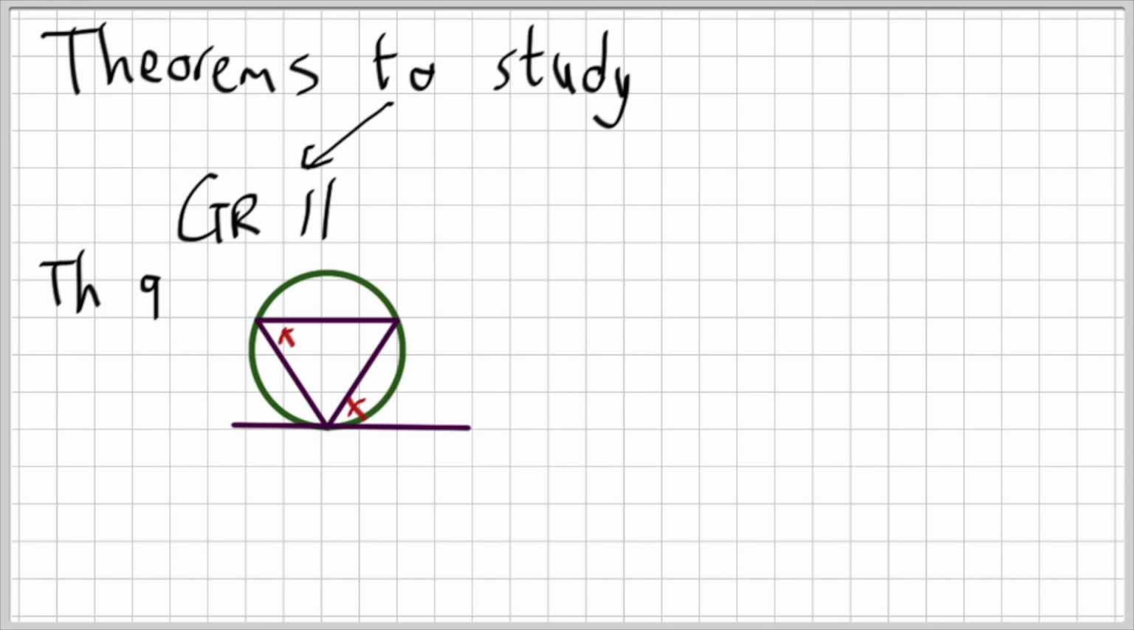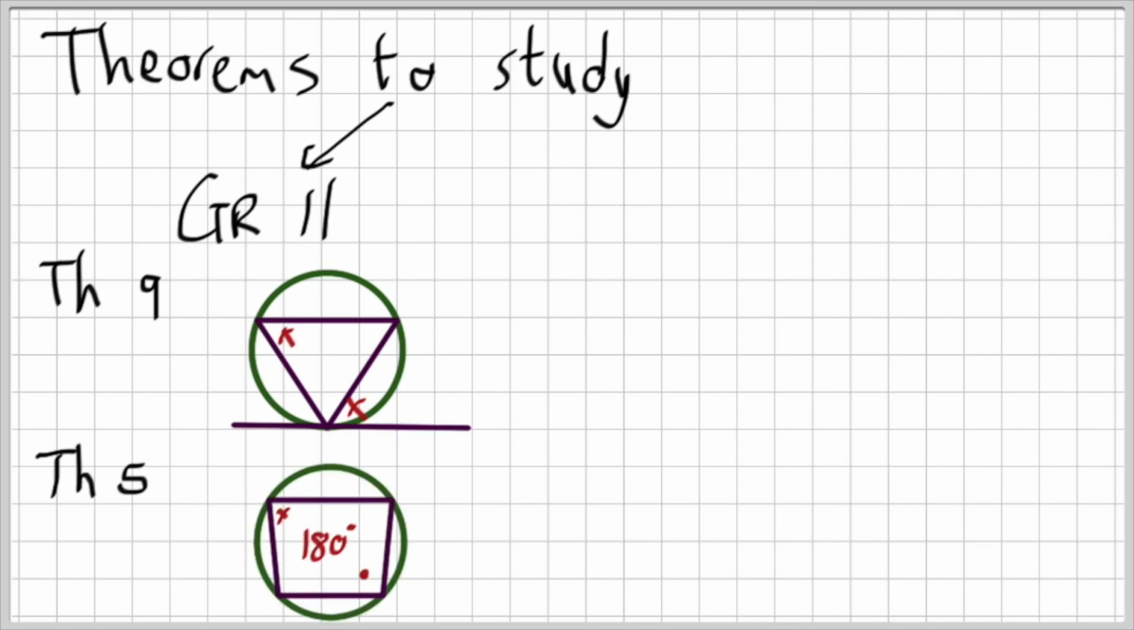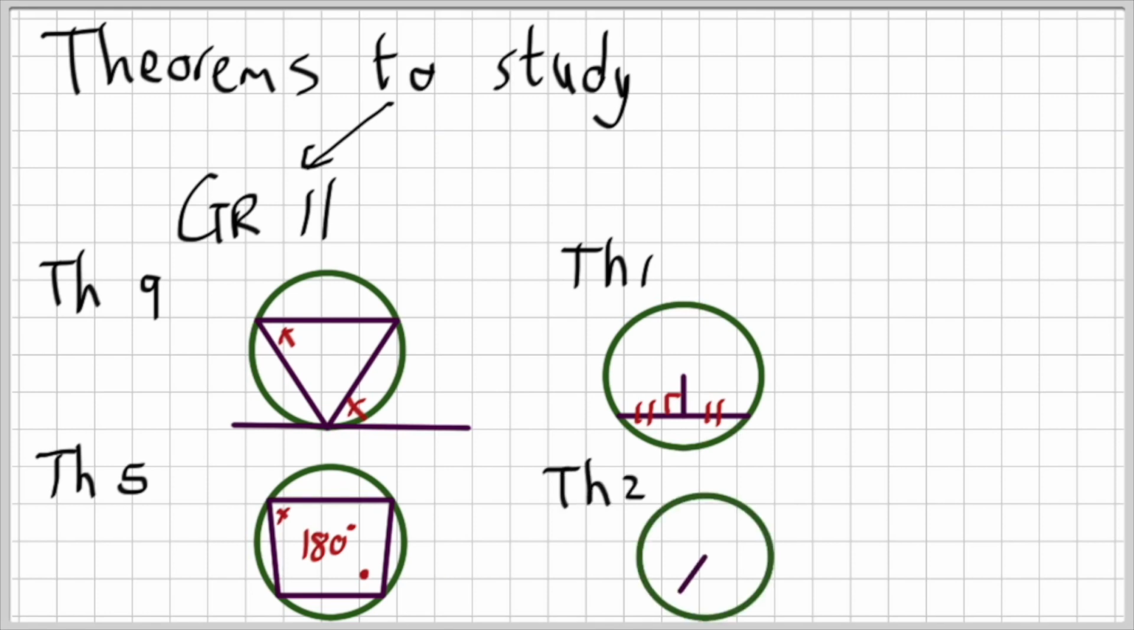Once you've memorized Theorem 9, I would then say go and do Theorem 5, that the opposite angles of a cyclic quad add up to 180 degrees. If you have time left over for studying your grade 11 theorems, then go and do Theorem 1, which is the line from the center being perpendicular to the chord and vice versa. And last but not least, Theorem 2, which is the angle at the center equals twice the angle at the circumference.